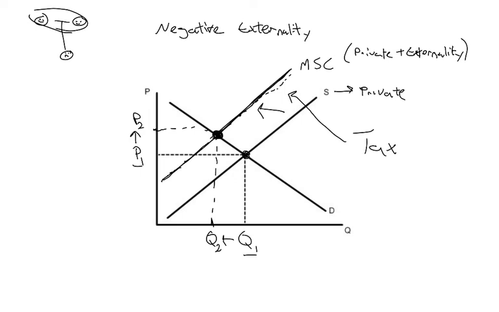So again, just a basic explanation of how a negative externality affects the market and how we tax that behavior to produce less of it.